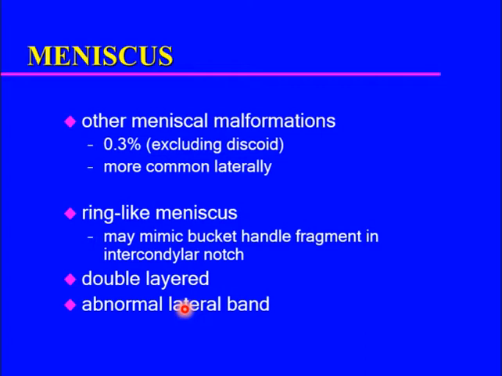Other meniscal malformations, excluding discoid meniscus, account for only 0.3% and are more common laterally. There are things like ring-like meniscus, which may mimic a bucket handle fragment in the intercondylar notch. It's a full ring, not semilunar. Sometimes there may be a double-layered meniscus, abnormal lateral band, rare normal variants.